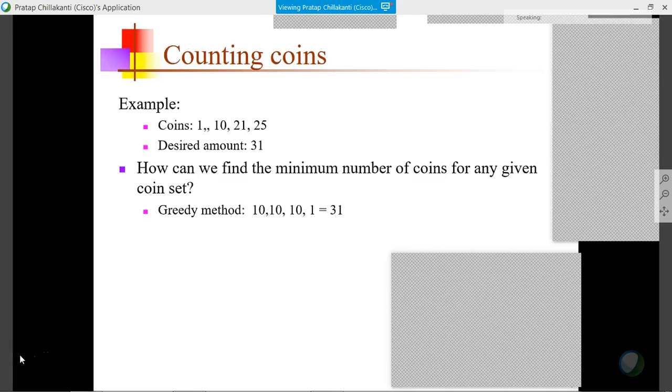So that gives you the greedy method. With the greedy method we take 10, 10, 10 and 1, and you get 31. Pretty good so far. Originally 5 was there. So if 5 is not there, what is the solution? That is what we are asking.